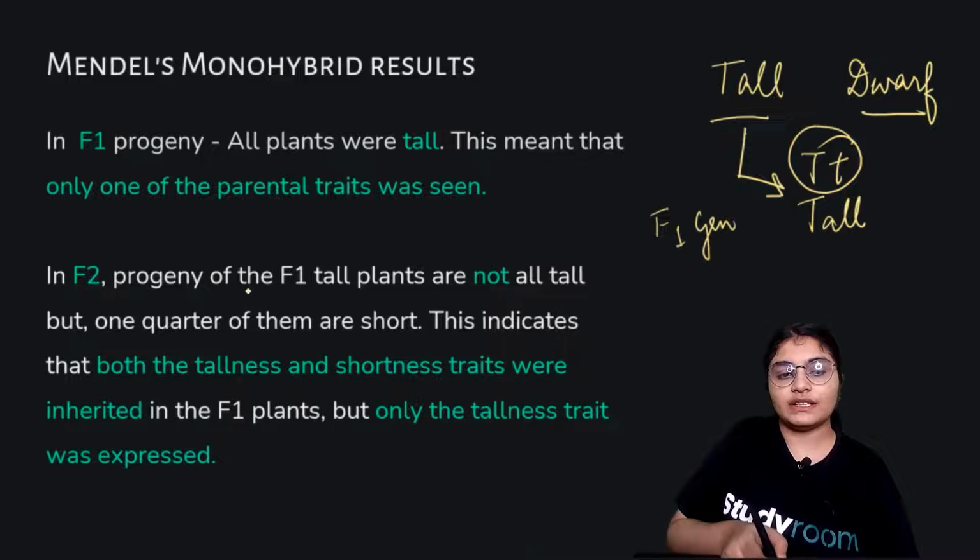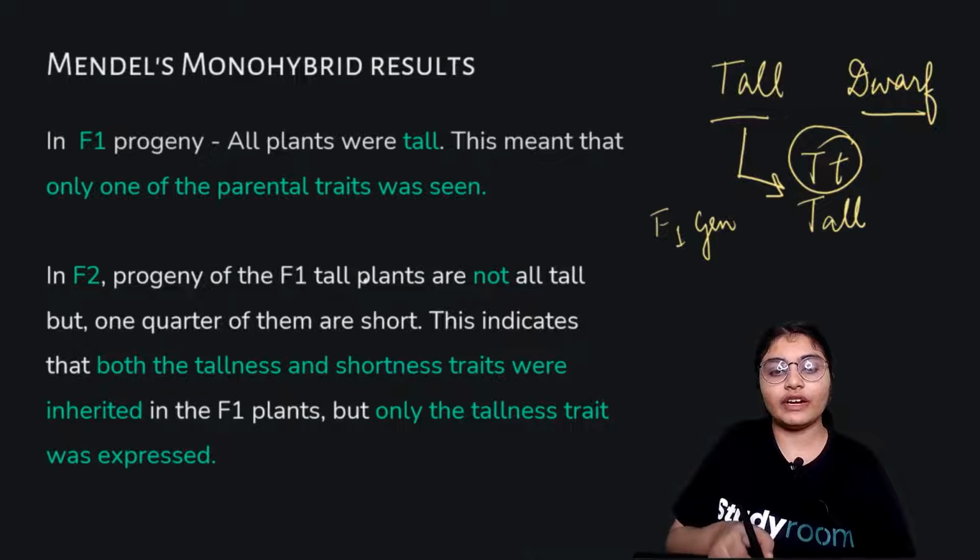In the F2 generation, the progeny of the F1 tall plants are not all tall, but 1/4 of them are short, and this indicates that both the tallness and shortness traits were inherited in the F1 plants, but only the tallness trait was expressed.